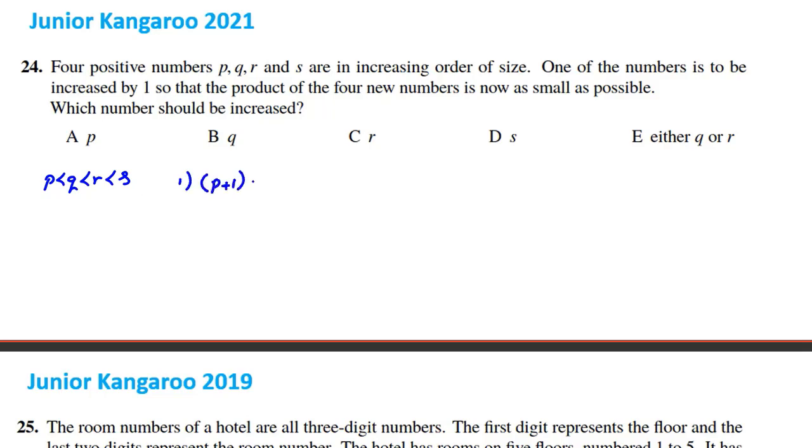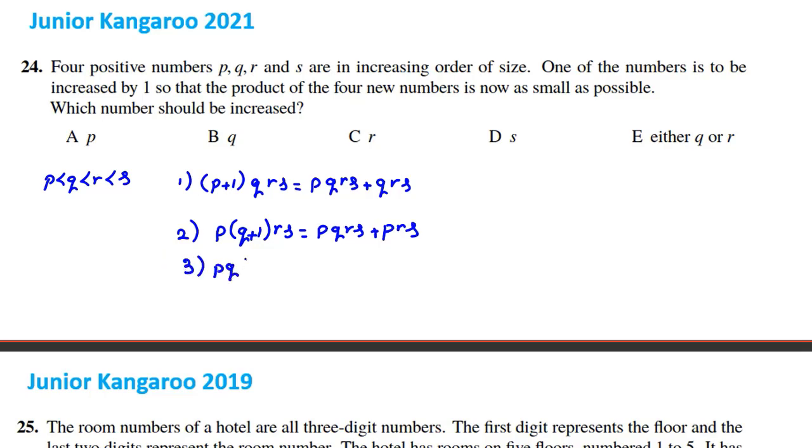And if we increase, we have 4 cases to increase each of them by 1. For example, suppose we increase P by 1, then it will be PQRS plus QRS. If we increase Q by 1, it will be P(Q plus 1)RS, so it will be PQRS plus PRS. If we increase R by 1, again, it will be PQRS plus PQS.